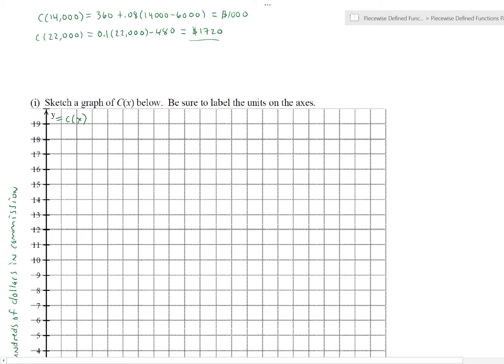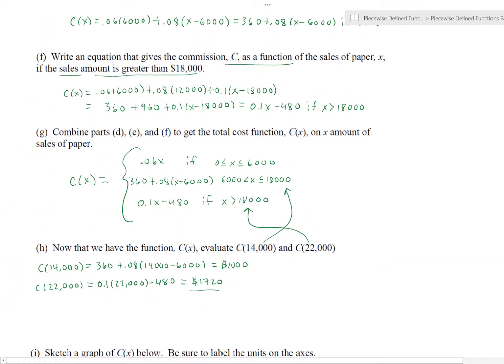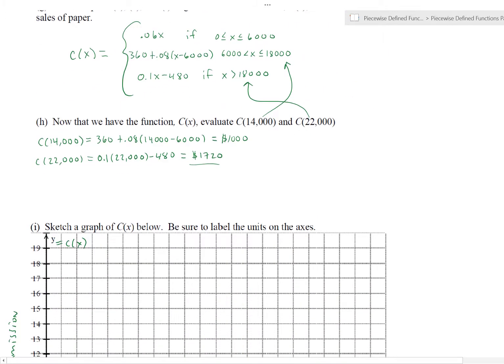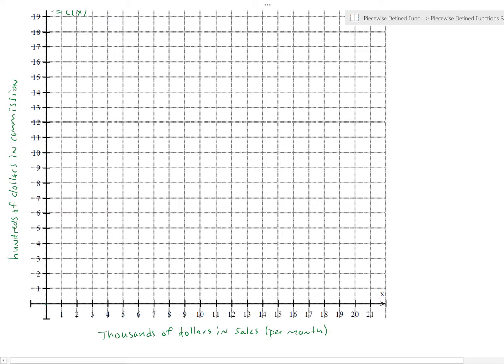All right, remember that function, just to refresh, it's that one right there. And so the first amount, 0.06 times x, that's just a function that starts at the origin, 0, 0. And that is true all the way up to 6,000. So at 6,000, if you were to plug it in, 6,000 times 0.06 is 360. That is about right there or so.